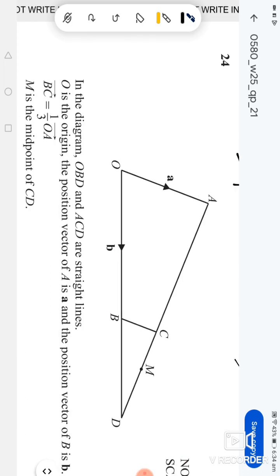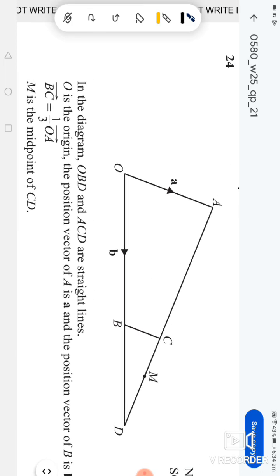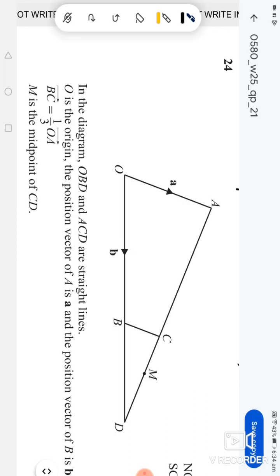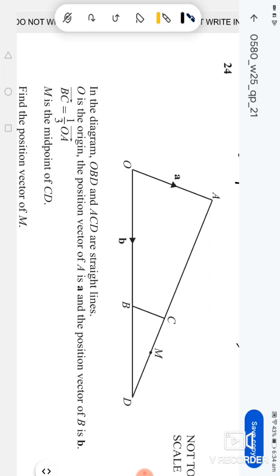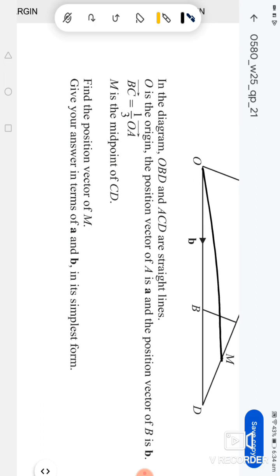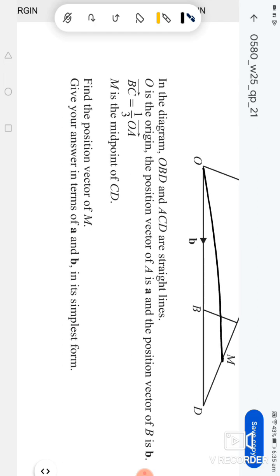Question 24. In the diagram OBD and CACD are straight lines. O is the origin, the position vector of A is a, and the position vector of B is b. BC equals 1 by 3 OA. M is the midpoint of CD. Find the position vector of M. Give your answer in terms of a and b in simplest form.